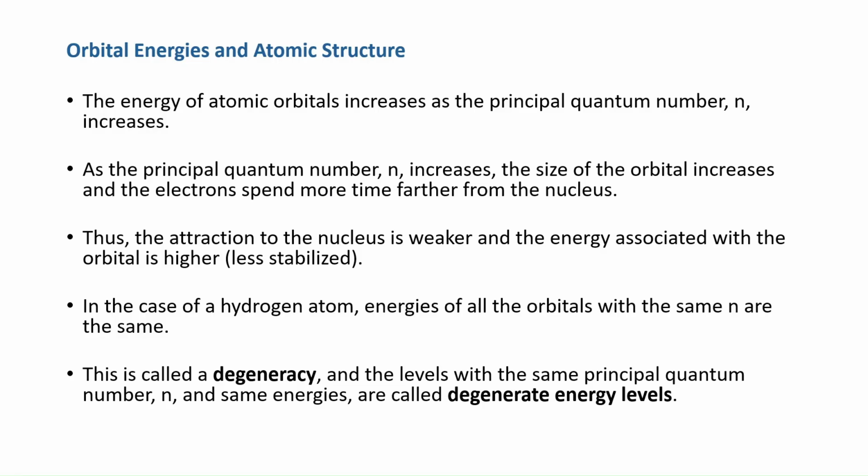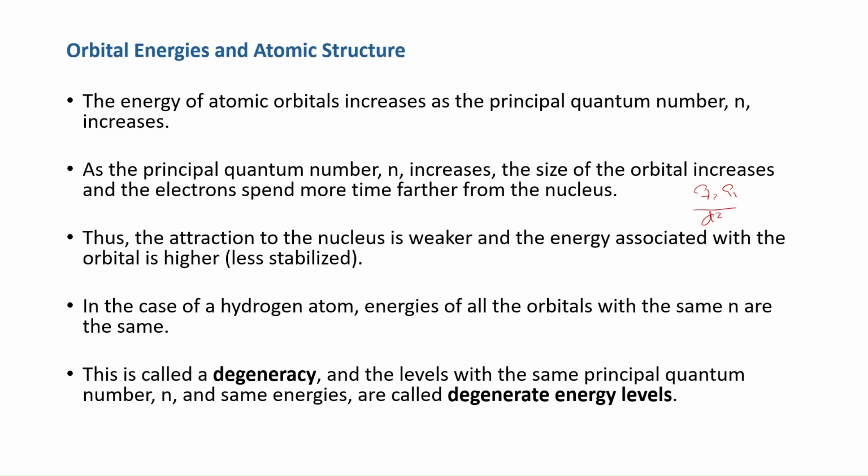Obviously, as n increases, the orbital becomes bigger because it's an outside layer. You're getting to bigger and bigger layers, so the electrons spend more time farther from the nucleus. The farther they are from the nucleus, the weaker the attraction. These are electrostatic attractions. Electrostatic attractions depend on the charges and are inversely proportional to the distance squared. So the bigger the distance, the weaker the attraction, so the less stable that situation is.